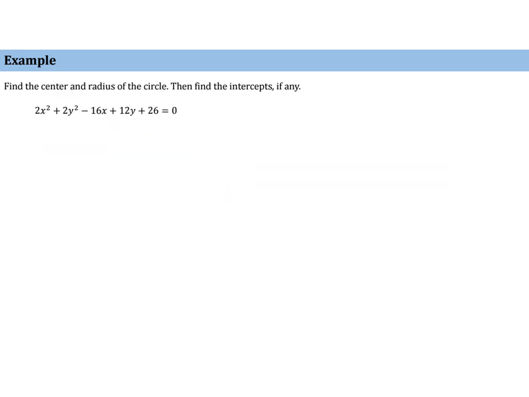Here we have an equation that is almost in general form. Notice the coefficients of x squared and y squared aren't 1, they're 2. And we want to write this in standard form so we can identify the center and the radius. So let's go ahead and divide everything by 2. So we're dividing every single term on both sides by 2. So we have x squared plus y squared minus 8x plus 6y plus 13 equals 0.